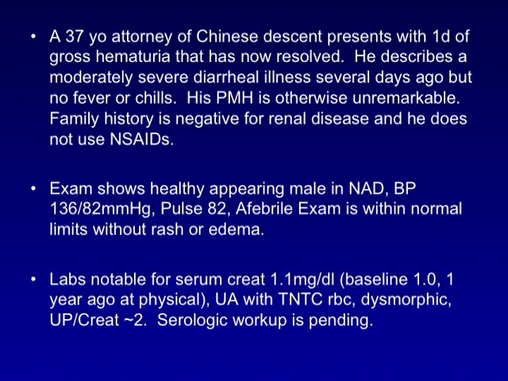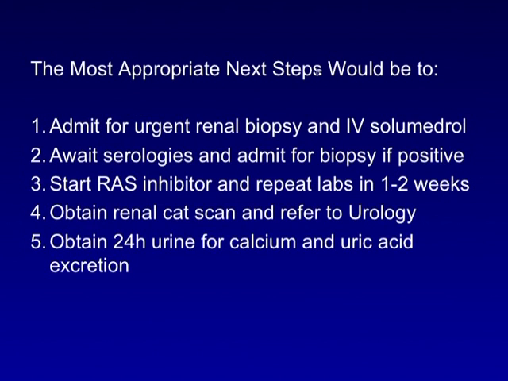He has a creatinine of 1.1 with an estimated GFR that's about 55. He has a urinalysis that shows too numerous to count red cells, many of which are dysmorphic, and his urine protein to creatinine ratio is 2 with a workup that's pending. And the question is, what would be the most appropriate steps in managing this patient?